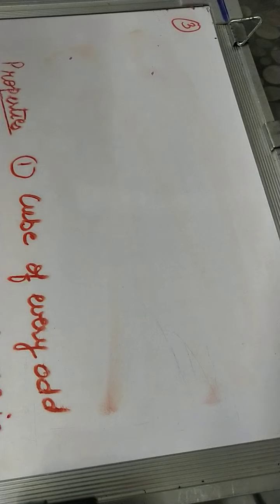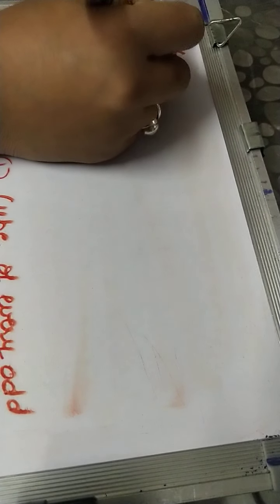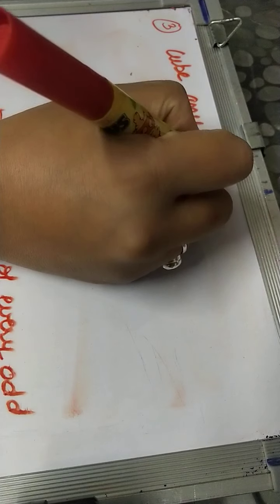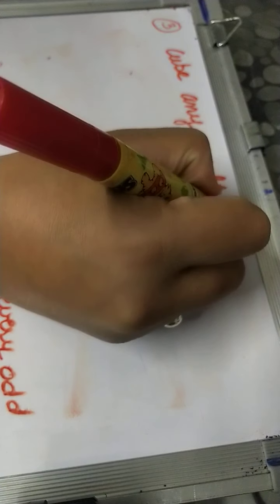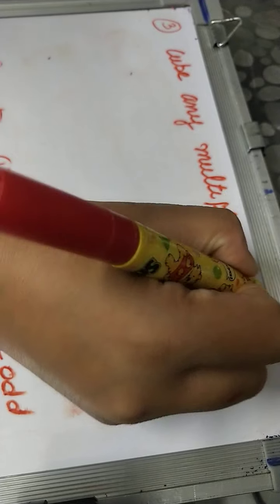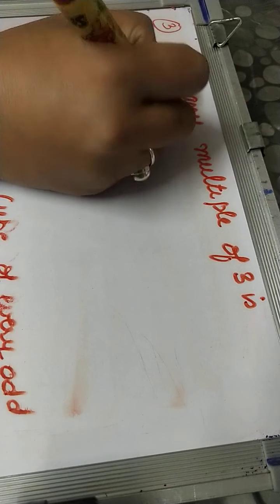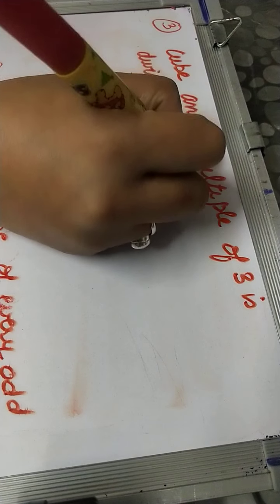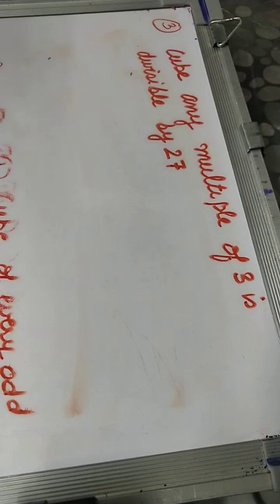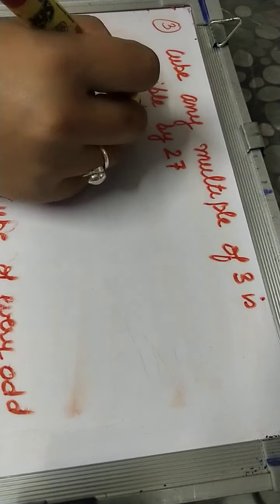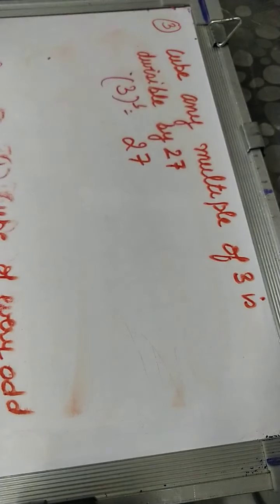The third property is that the cube of any multiple of 3 is divisible by 27. Any multiple of 3 I am saying. So the first multiple of 3 is 3 itself. 3 cube is equal to 27, which is clearly divisible by 27.